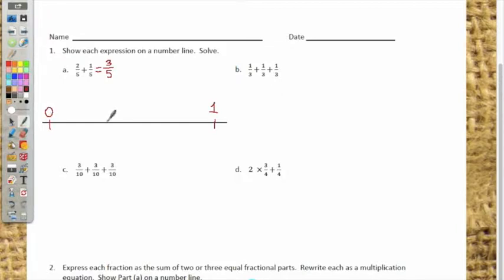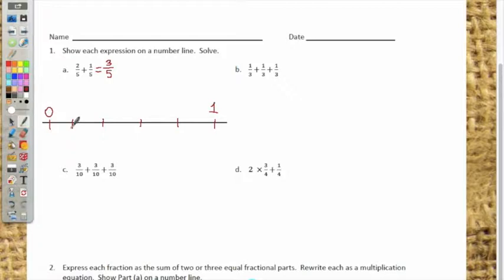So how many tick marks do I need? 4. Always 1 less than the number. Okay? So that should give me 5 equal spaces. Now, all I have to do is show, are you listening? Show 2/5 and then show 1/5.